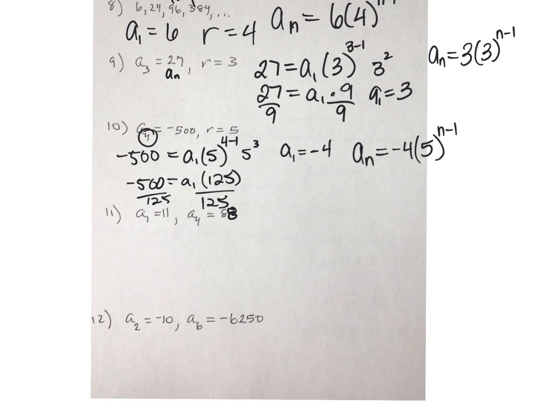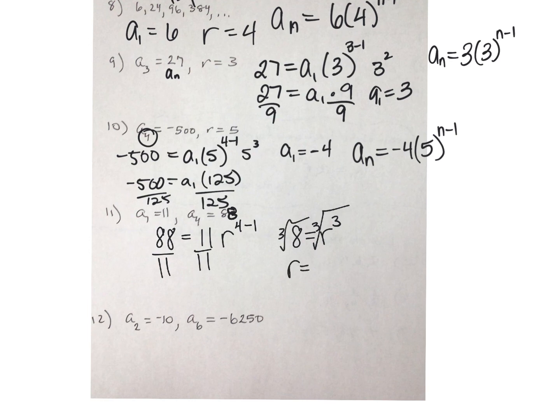All right, so we're going to plug in what is our an. 88 is our an. Our a1 is 11. We don't know r. n is 4. So to the 4 minus 1. Okay. We divide by 11. And we get 8 equals r cubed. How do I get rid of the third power? I take the cube root.